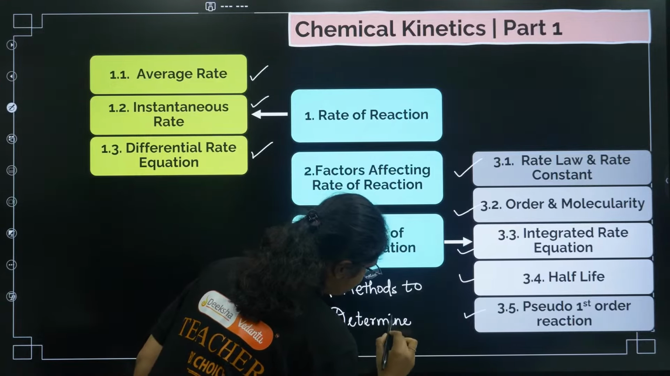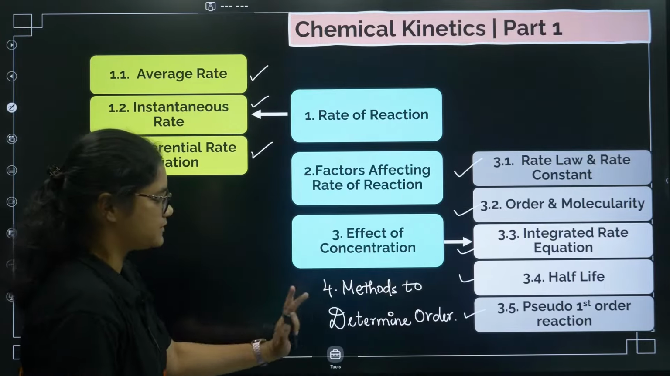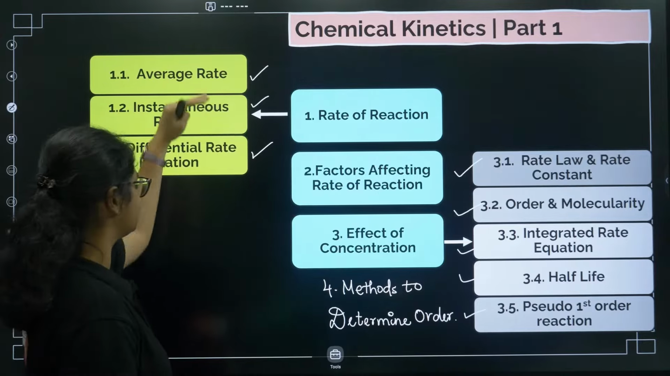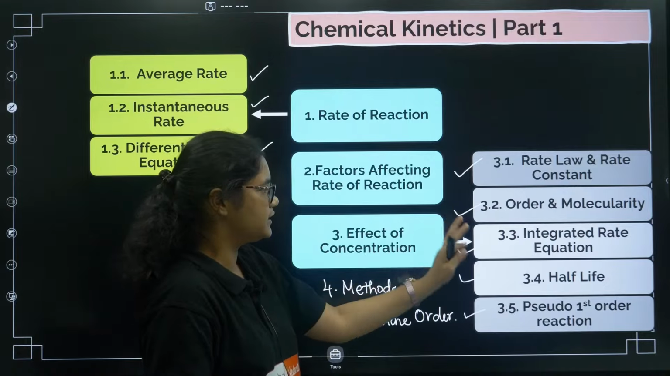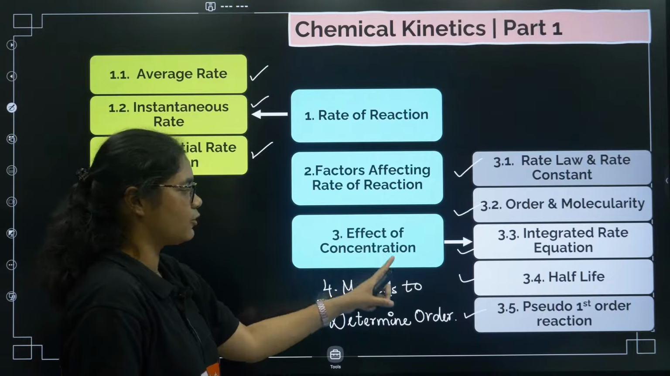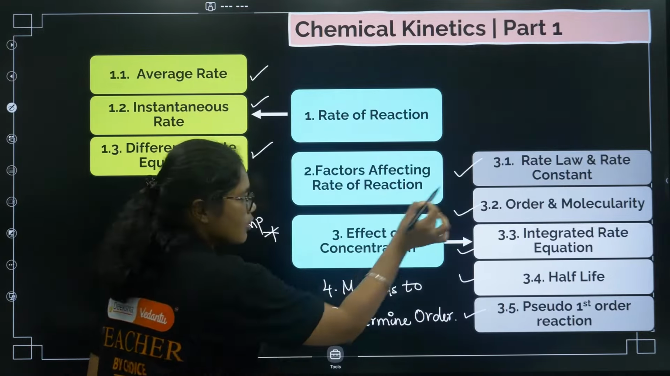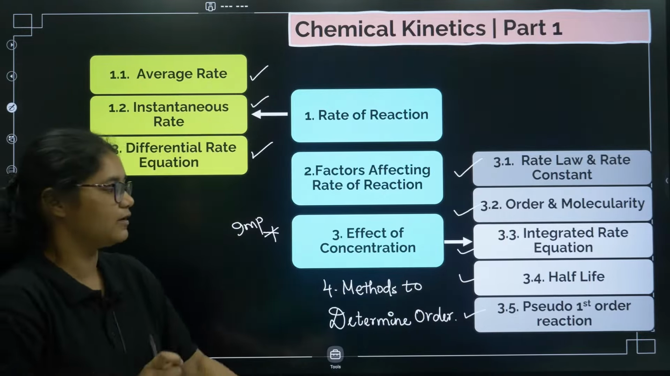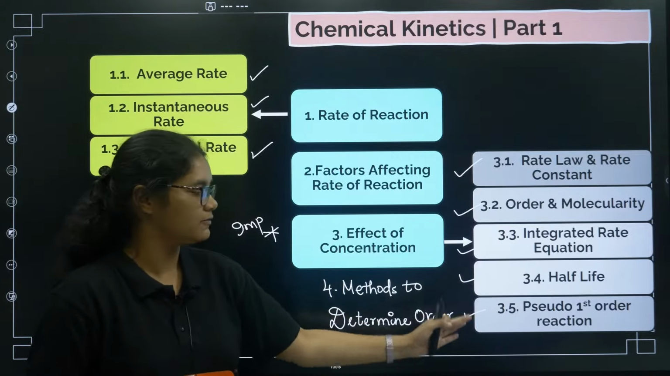Methods to determine order of a reaction. Okay, this part is also there. So today we are going to cover rate of a reaction, in that these 3 topics will be there. Then we are going to cover factors affecting rate of a reaction, in that we are going to discuss the factors, and then we have effect of concentration. Remember, this is very important topic. These all the subtopics that I have discussed under effect of concentration, you can expect one question from these 5 topics. 1 to 2 questions definitely are going to come from these topics.